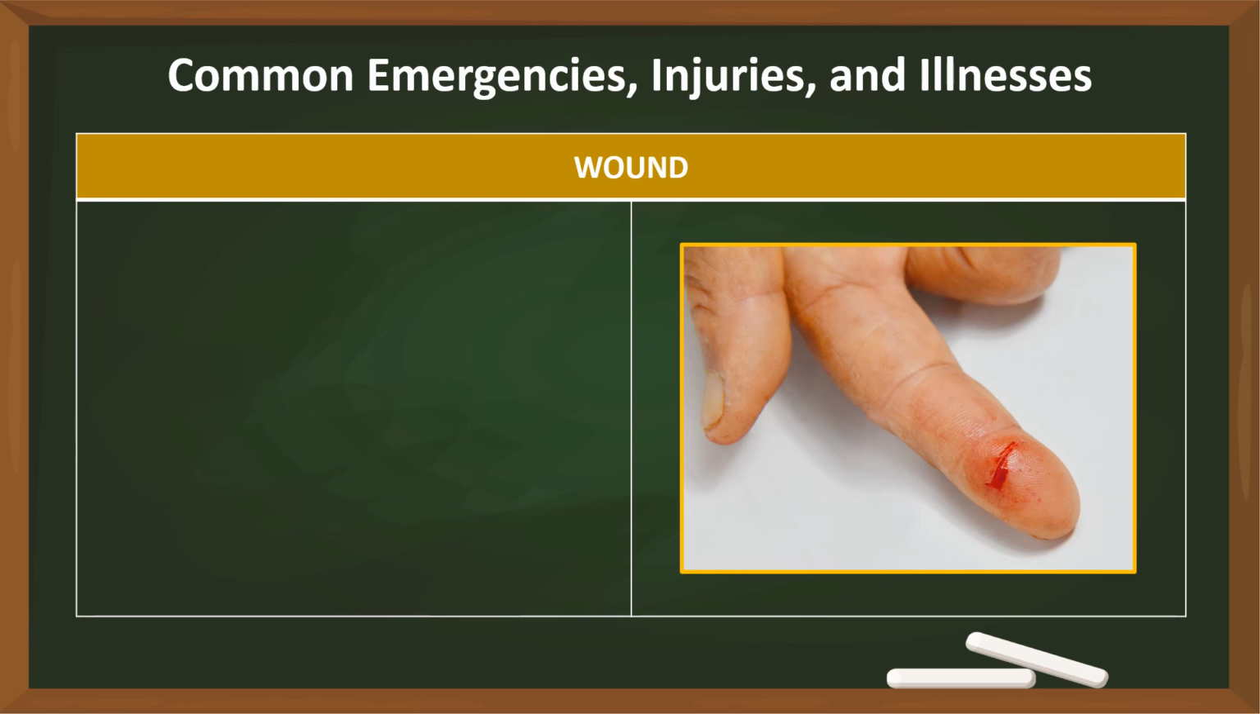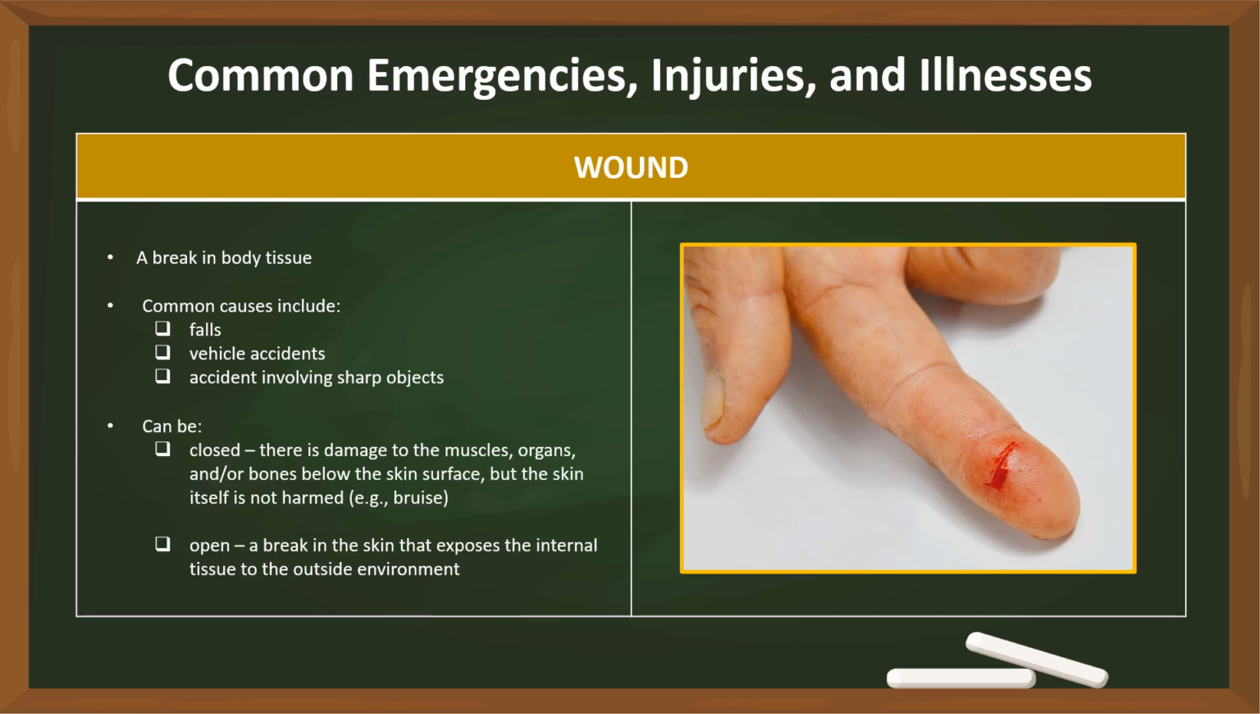Finally, we have wounds. A wound is a break in body tissue. It's usually caused by falls and accidents involving vehicles or sharp objects. A wound is closed when it damages parts of the body below the skin surface, but does not harm the skin itself. A bruise is an example of a closed wound. In contrast, an open wound is a break in the skin that exposes the internal tissue to the outside environment.